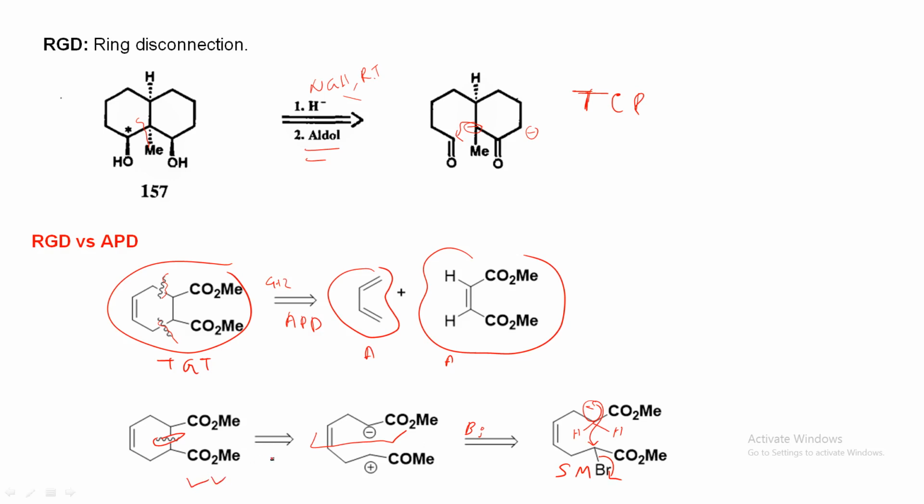So you can see the difference between these two approaches. In one approach we make the two-bond disconnection, make two appendages, and by a 4 plus 2 cycloaddition reaction we can make the molecule. The other way around, we just disconnect one bond and break the ring, so it is known as ring disconnection. So this is RGD, right? So these are two approaches, and this is the difference between APD and RGD.